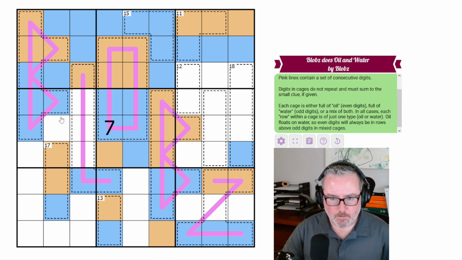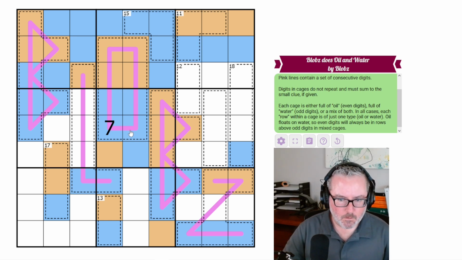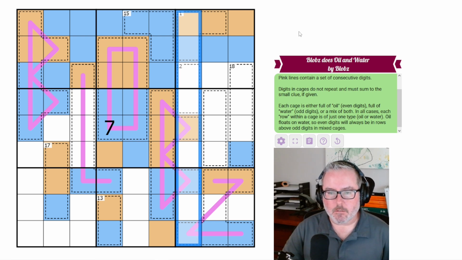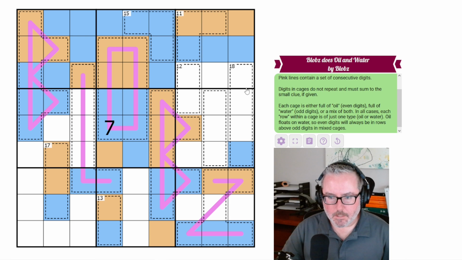Now, can we continue in any of our rows or columns? Don't see anything obvious here. Again, this 12 could still be both evens or both odds, and it won't do anything negatively to the column side. What about the 18?